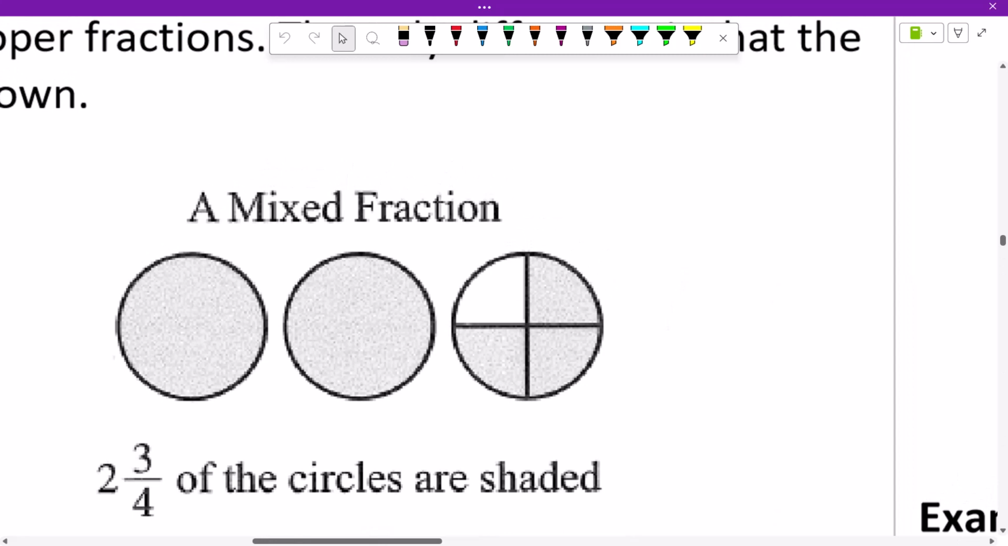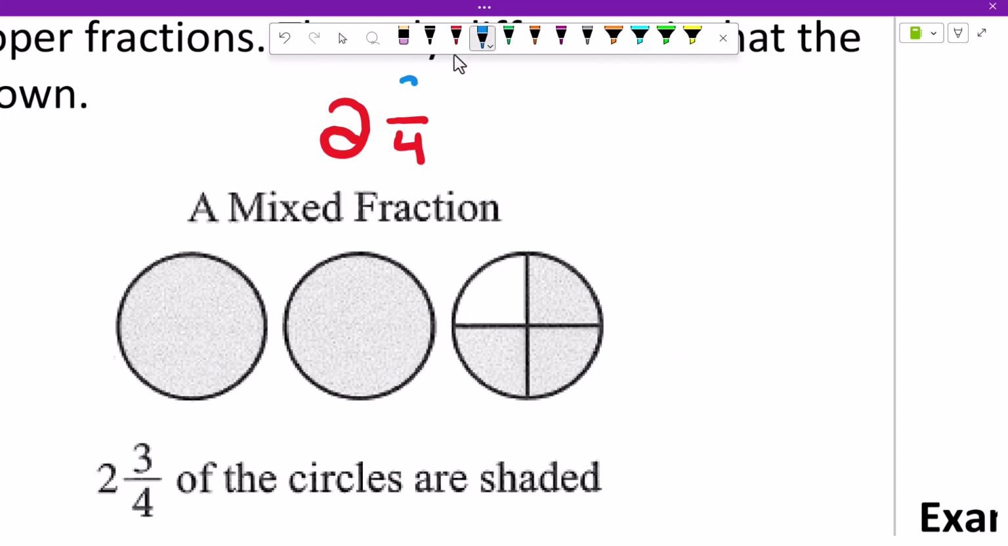But here we have 3 circles, right? And if I wanted to write down the fraction that represents this, we have 2 full circles. So that's 2. Then we have 1 circle that is partially filled. That becomes our fraction. And the way we created our fraction, the bottom number is how many pieces there are. So the circle is broken up into 4 pieces, and we shaded in 3. That's how that number gets created.